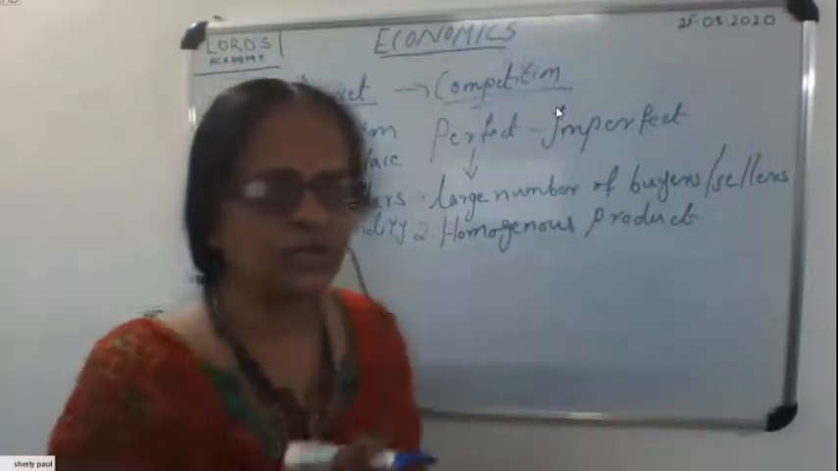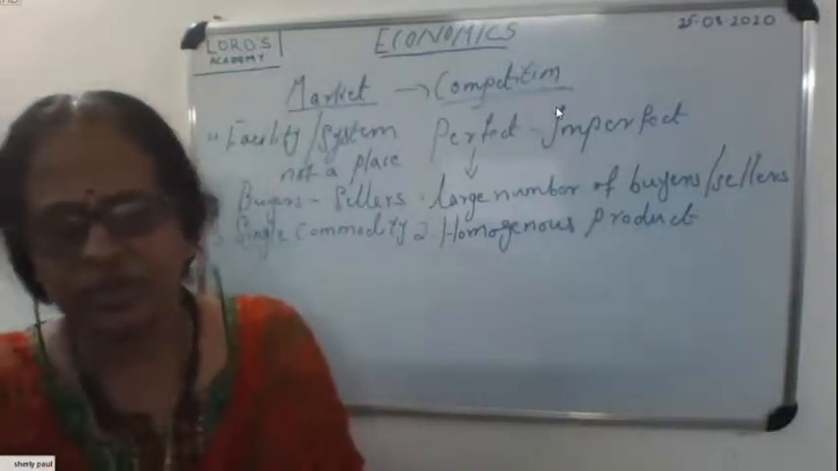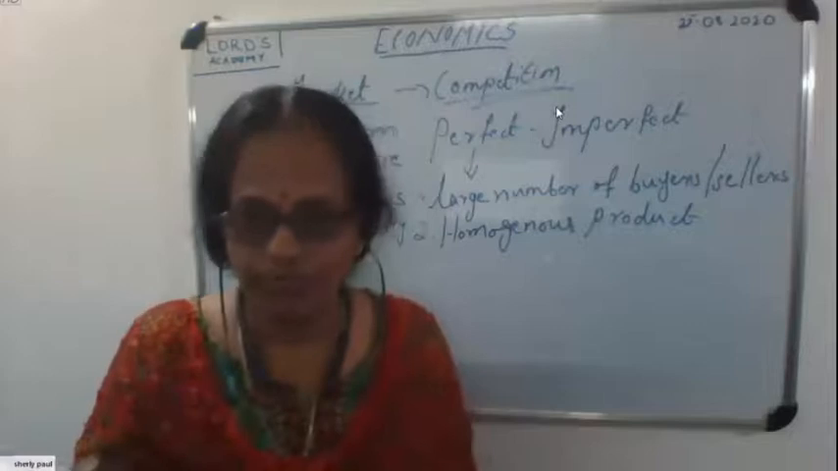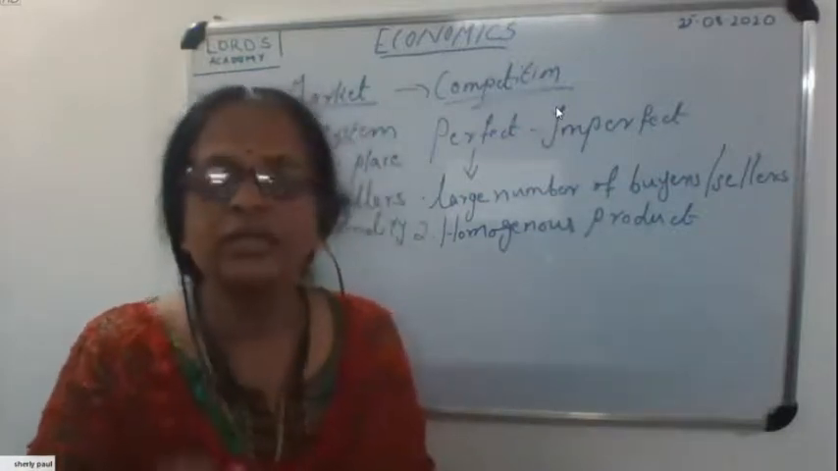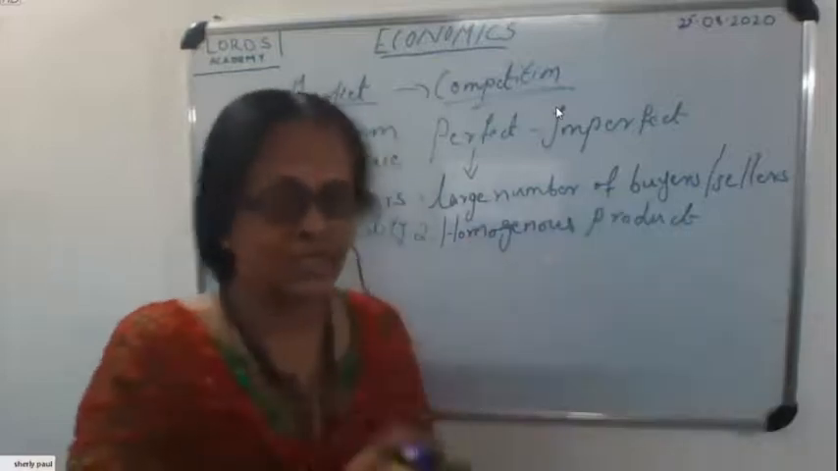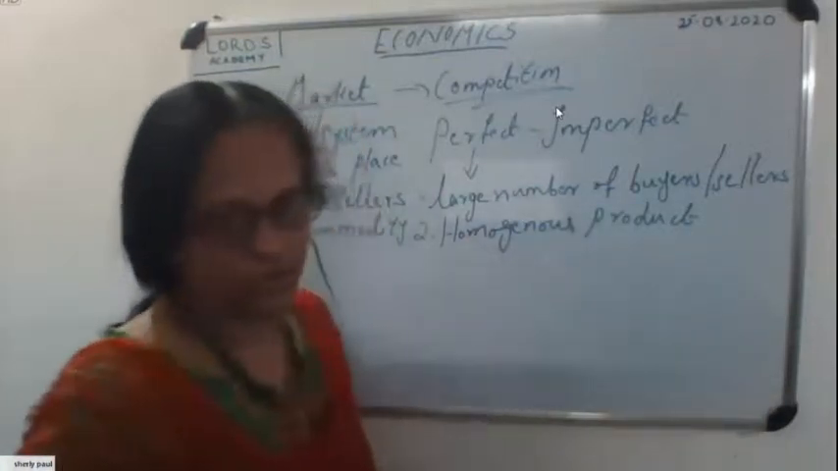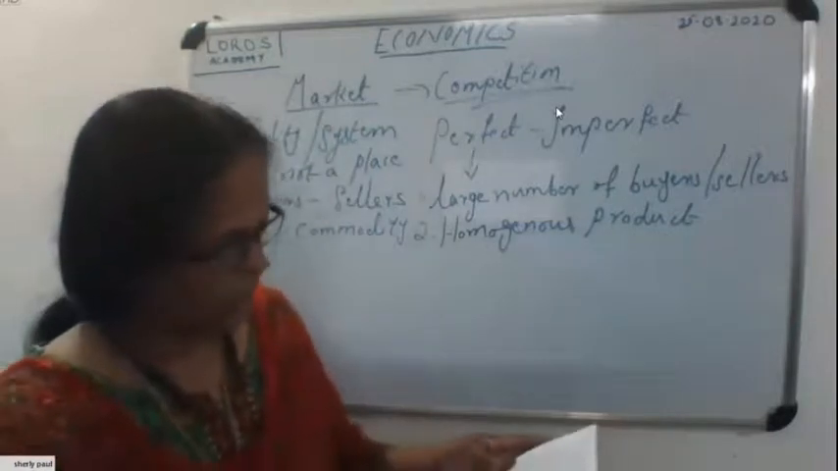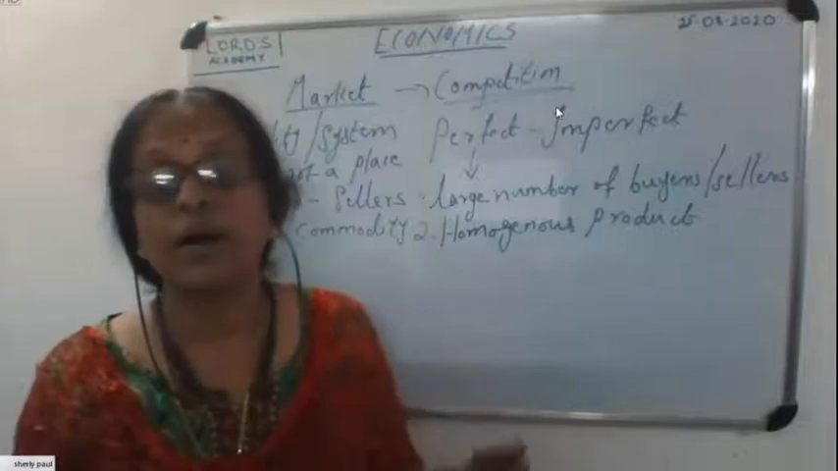If a seller wants to expect more price, he thinks, okay, if I raise the price of the commodity, people will buy more. No, he will be out of the market, because the buyers will get the same product from a nearby market, near the place. Therefore, it is a homogeneous product. No substitute at all. Then, another one is perfect knowledge of market.